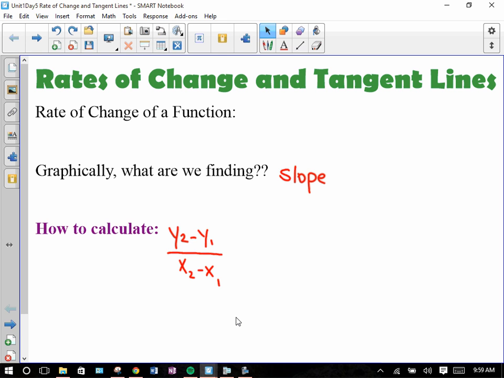Alright, so here's the thing. We're not finding the slope of any linear lines anymore. We're finding the slope of functions that are curves. So you're going to have some curves up in here.